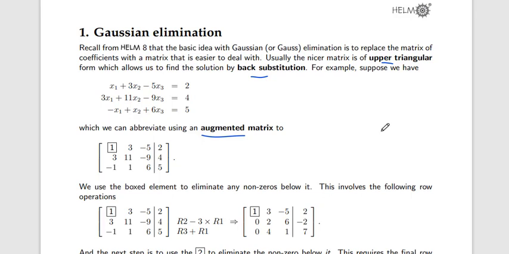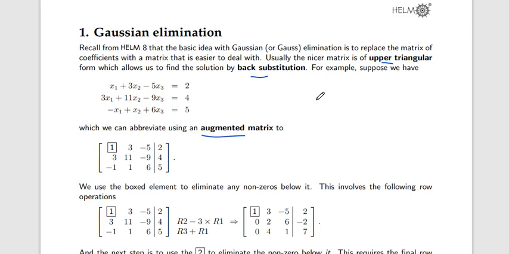Okay, so in today's lecture, we will discuss how to solve with Gaussian elimination with the help of partial pivoting. It's a new method built on Gaussian elimination and partial pivoting. So in today's lecture we will discuss partial pivoting.